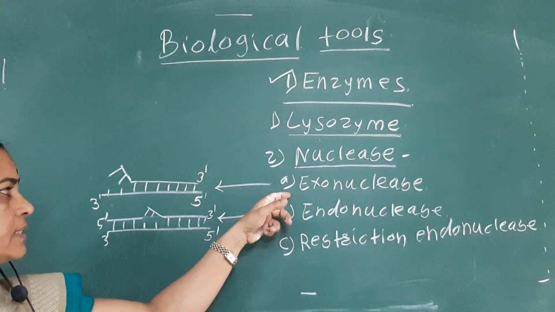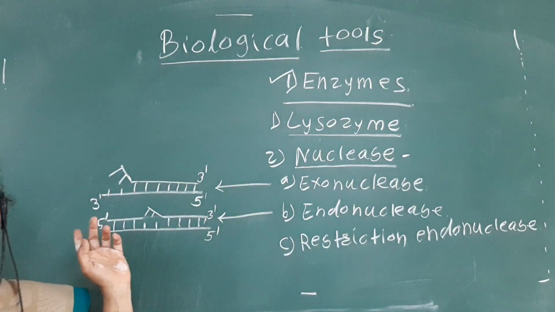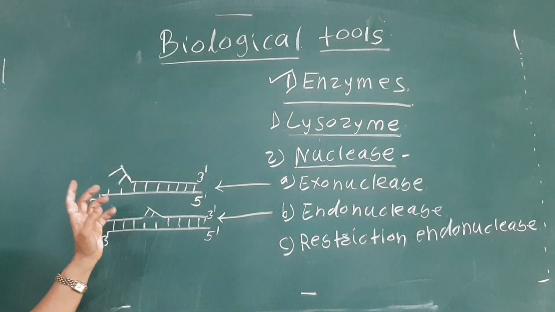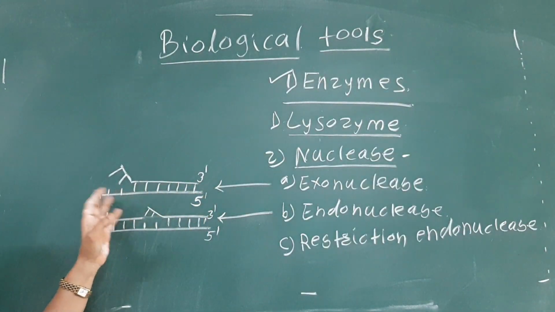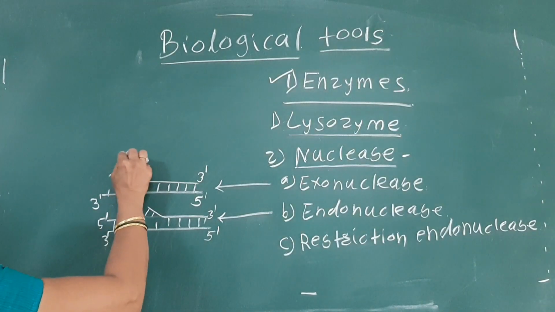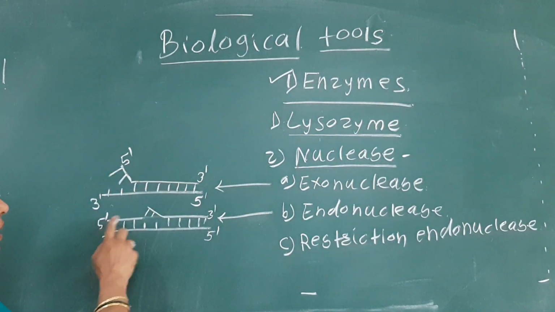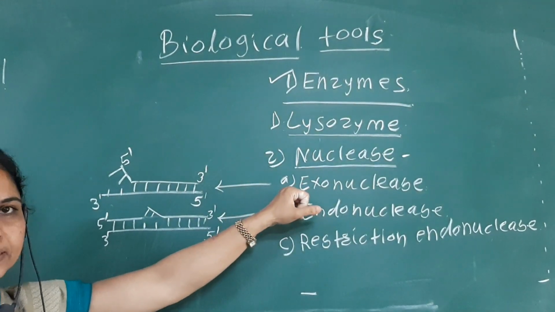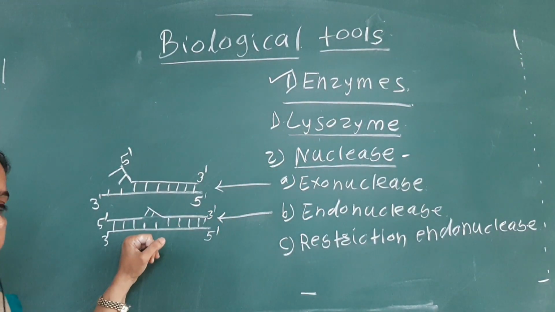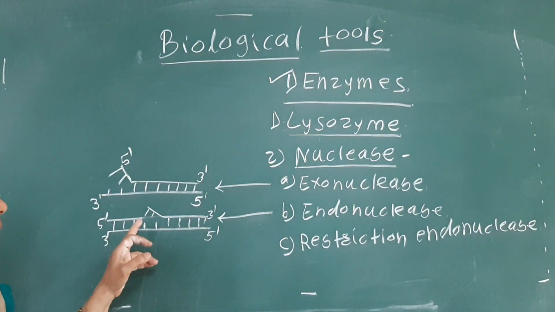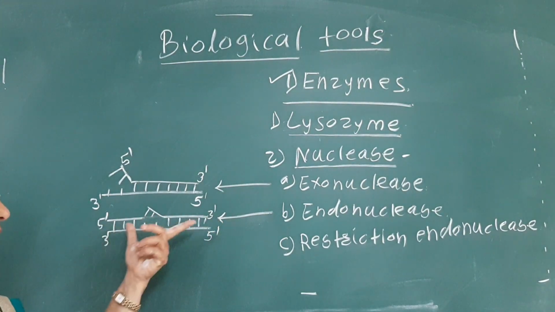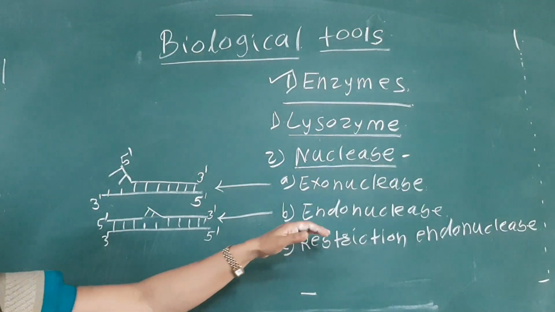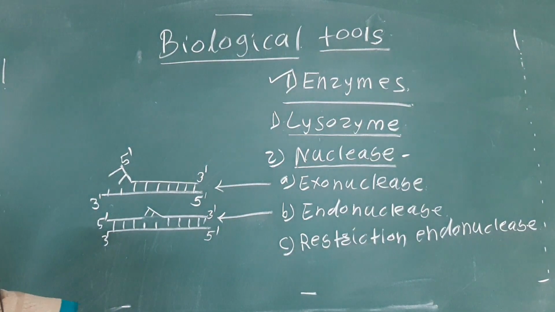So the exonuclease enzyme cuts the DNA molecule from the ends, that is, it may be from the 5' end or from the 3' end. That means the exonuclease enzyme will cut from either end. The endonuclease enzyme cuts the DNA molecule at any point except the ends. That means if it cuts from any point leaving the ends, then this enzyme is the endonuclease enzyme.